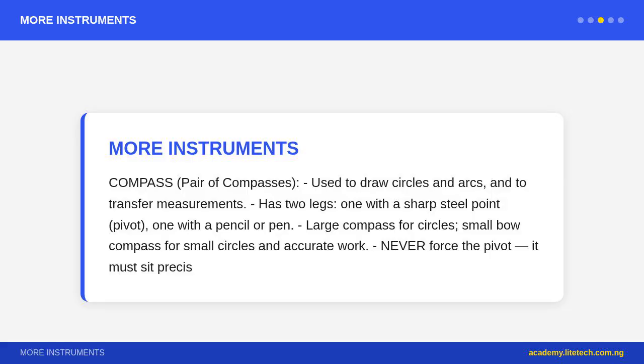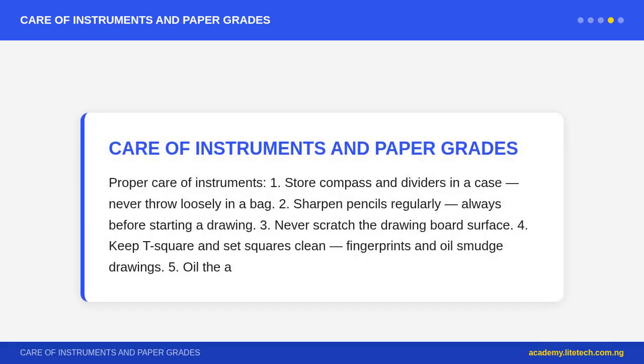Drawing paper. ISO A-series paper sizes, each half the size of the previous. A0 is equal to 841 by 1189 mm, A1 is equal to 594 by 841 mm, A2 is equal to 420 by 594 mm, A3 is equal to 297 by 420 mm, A4 is equal to 210 by 297 mm. Drawing paper types: cartridge paper, opaque white, standard; tracing paper, translucent, for copying; drafting film, polyester, durable.